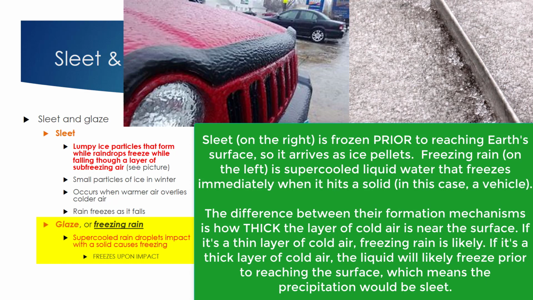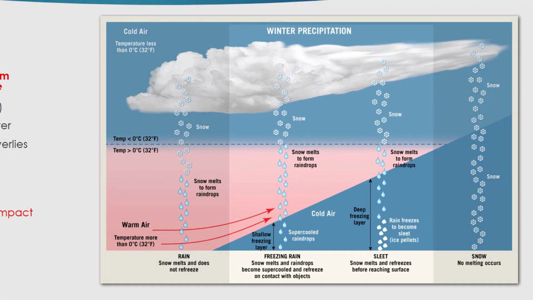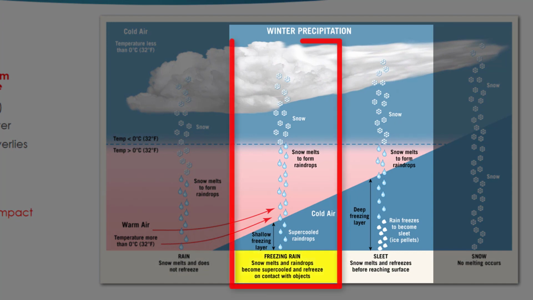First and foremost, freezing rain occurs when supercooled rain droplets impact a solid, causing freezing. And it's important to note that those supercooled rain droplets will freeze immediately upon impact. And when they do so, they basically make sheets of ice, which can make driving extremely hazardous. Let's take a look at the picture shown on this slide and focus on the second path from the left.